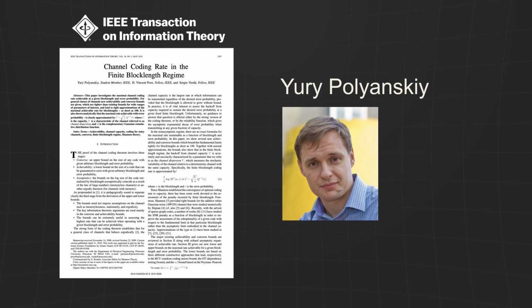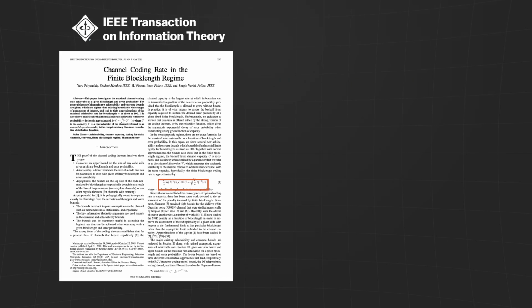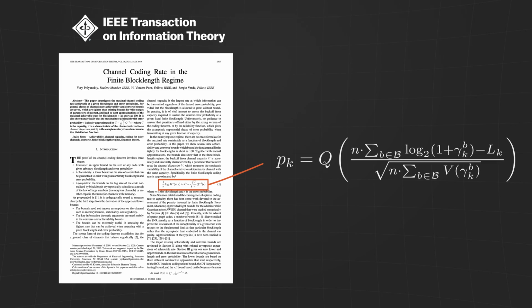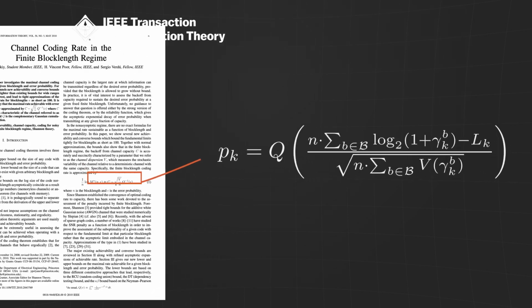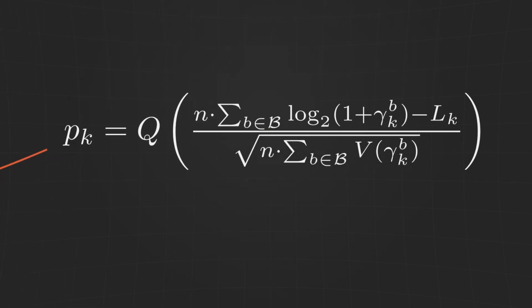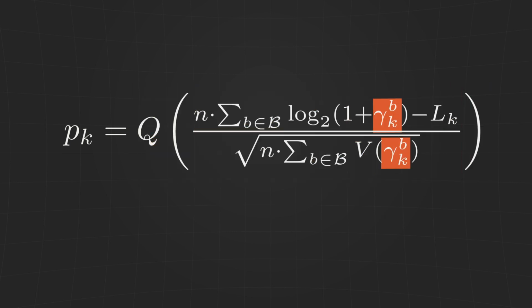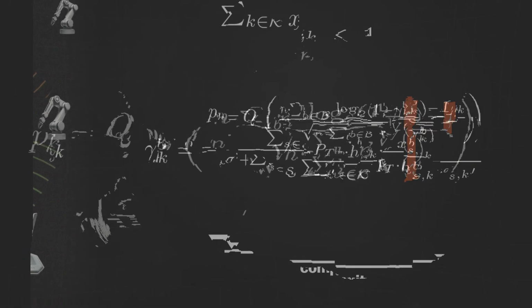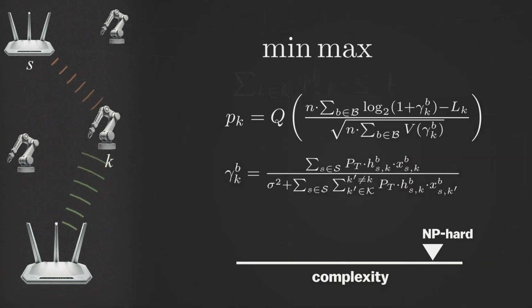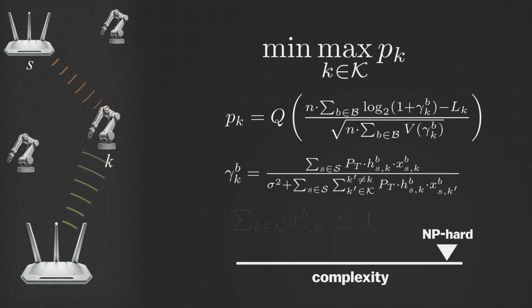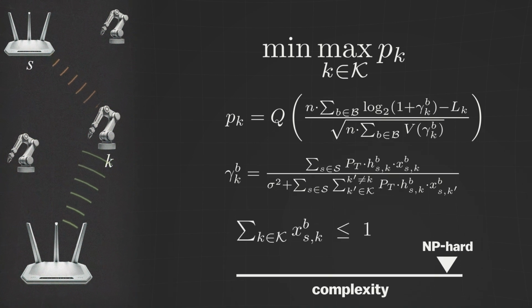We employ the so-called Polyanskiy bound, which is a theoretical limit that builds on Shannon's capacity by focusing on small block sizes, just as one would encounter for URLLC. For each UE k, the Polyanskiy bound for BLER is calculated by applying the Q function to a fraction involving the SINR of each RB as well as the transmitted payload size. This RB allocation problem is NP-hard due to the non-convexity of the objective function and the calculation of SINR.